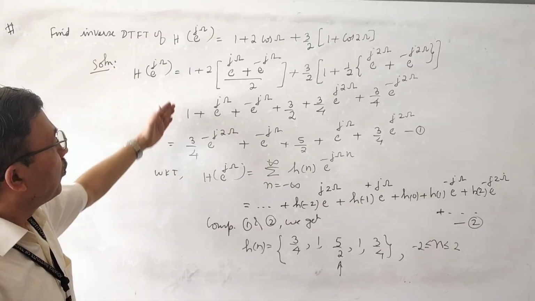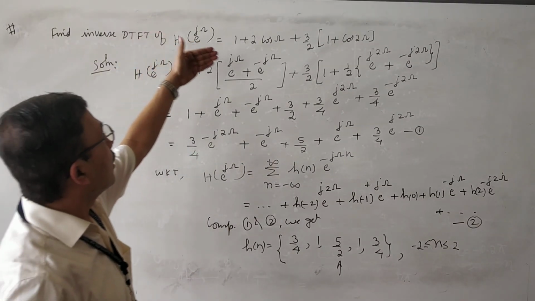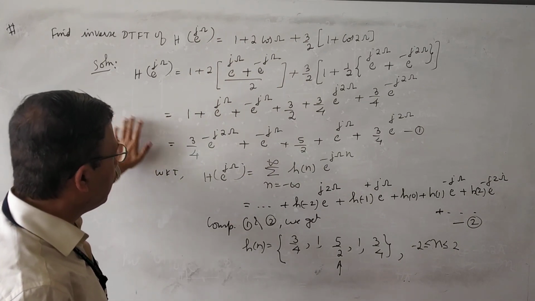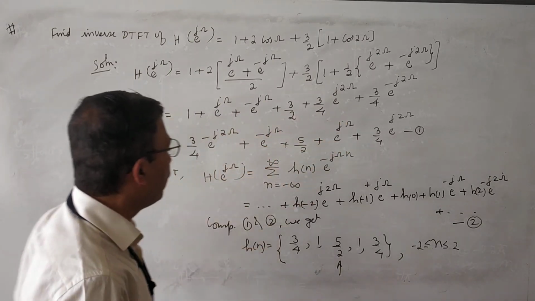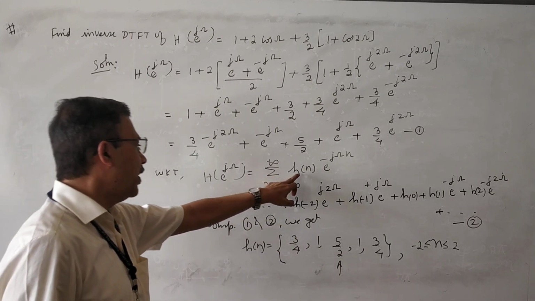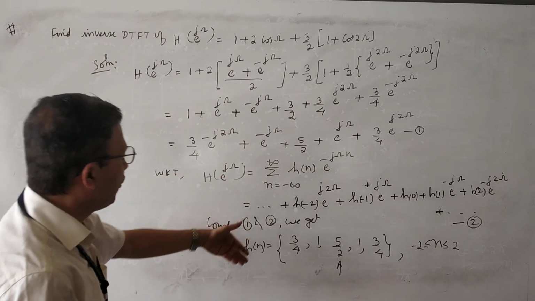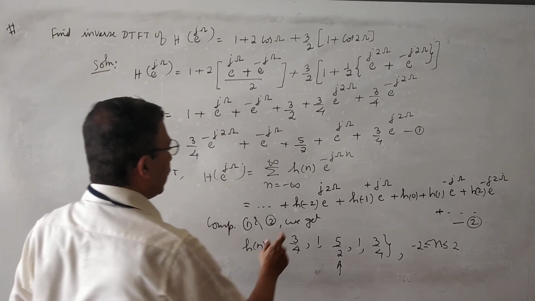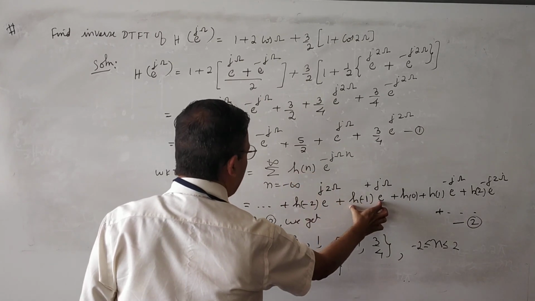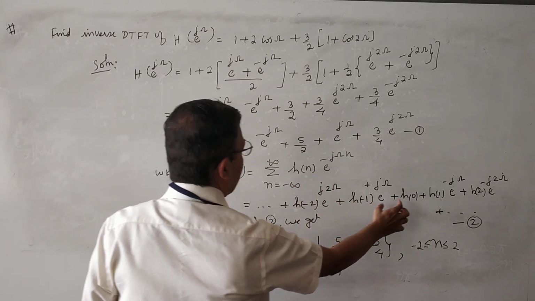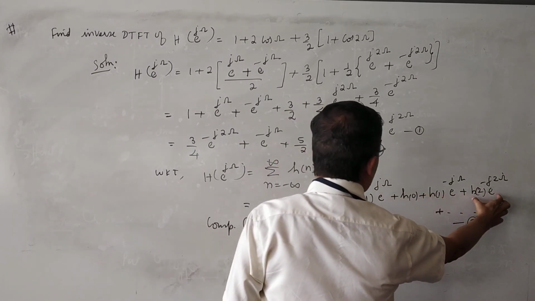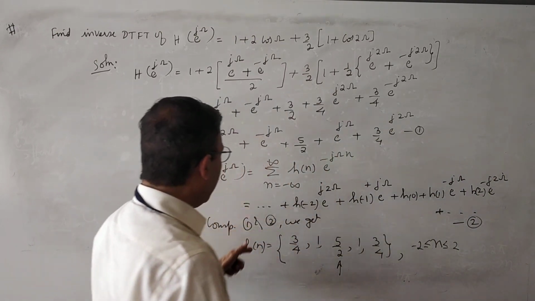I think the problem is well understood, right? Write cos theta as e power j theta plus e power minus j theta by 2. Then get the expression in terms of exponentials. Then write the defining equation for finding the DTFT of h of n. Correct? Compare the two equations. Please note that this term occurs when n is minus 2, this term when n is minus 1, this term when n is 0, this term when n is 1, and this term when n is 2. Now compare, this is the result we get.